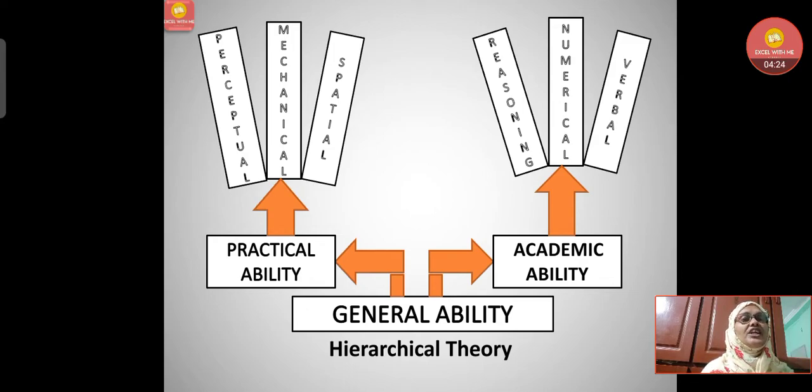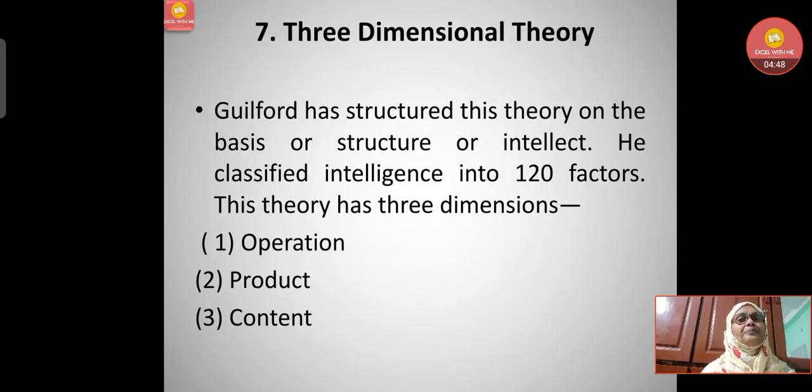Then comes the general ability, that is academic ability, that is power of reasoning. That person may have reasoning intelligence. Then numerical, they might be good in numericals and mathematics, maybe they can become mathematicians. Then verbal, they can become communicators. So these are the hierarchic theory of general ability.